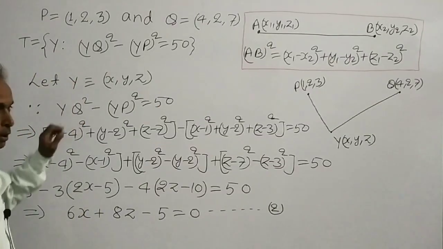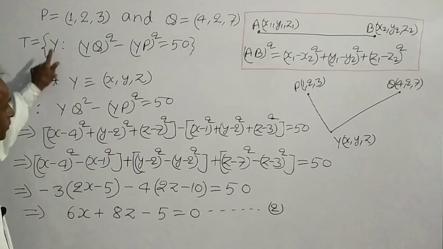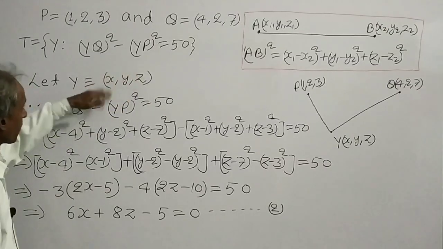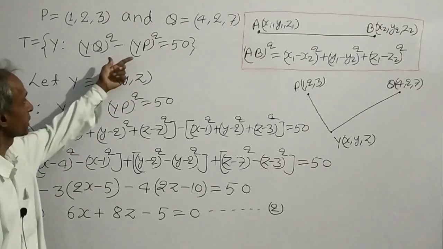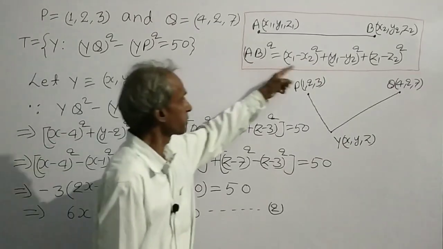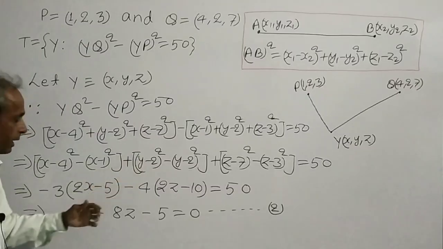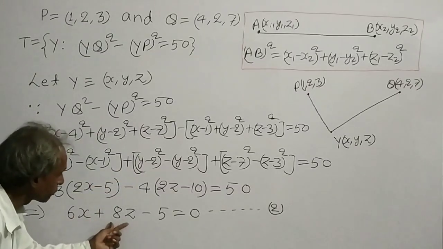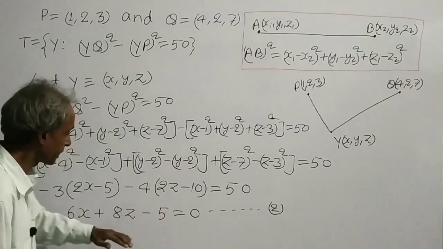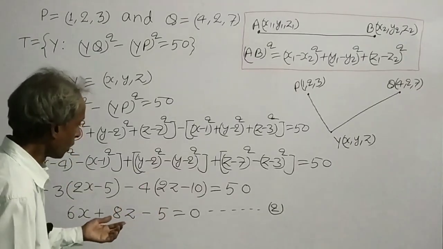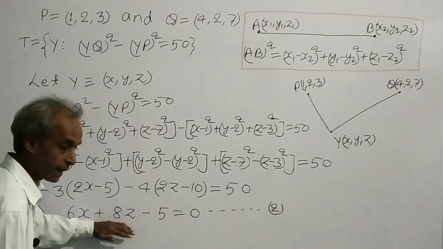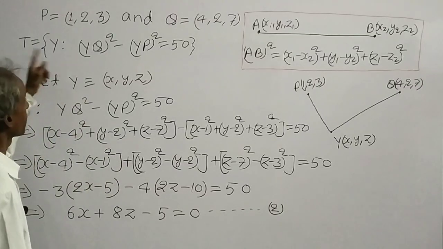Now, we find the locus of y. Suppose the coordinate of y is (x, y, z), and since y satisfies this condition, applying this formula, we proceed and get this equation. This is also a linear equation in x and z, therefore this is also the equation of a plane. That means all points on this plane are present in this set T.